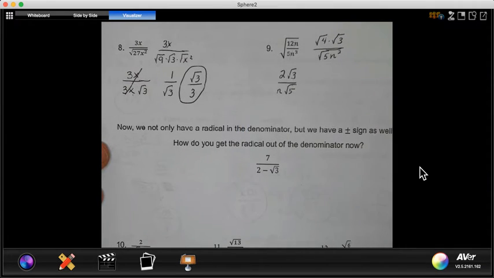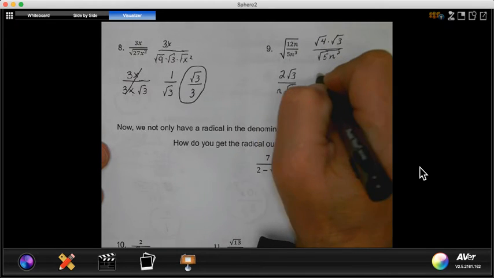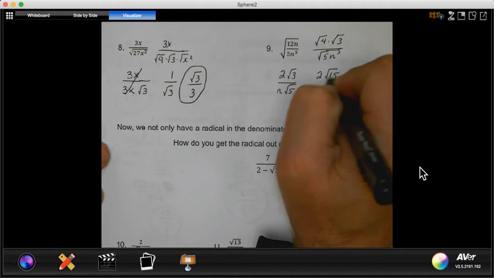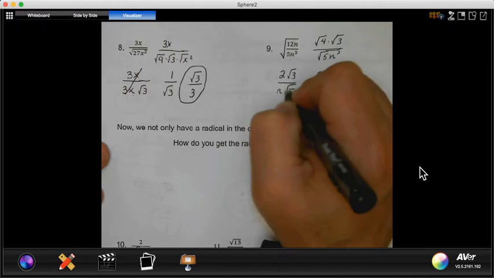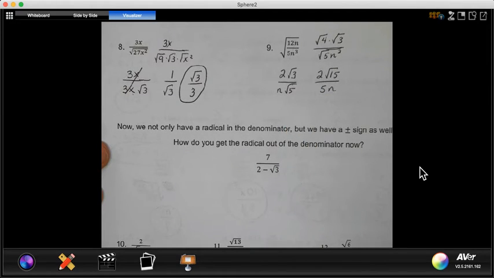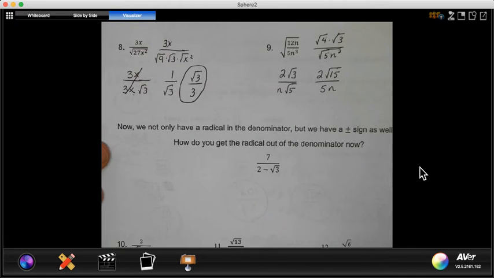Now, let's do our trick. Let's bring the root 5 to the numerator. So this becomes 2 root 15 over, and then you can just drop the square root in the denominator, and that becomes 5n. So that's our little shortcut for square roots.